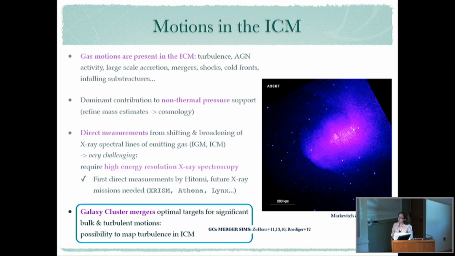In particular, in this project I will be focusing on galaxy cluster mergers in simulations, since they are optimal targets to find very significant motions that can be more easily identified and measured, both in terms of bulk and turbulent velocities. In principle this is very useful, maybe not to constrain the non-thermal pressure support to the hydrostatic equilibrium, so you probably wouldn't use such a case to reconstruct the mass via the hydrostatic equilibrium assumption, but you can use the mapping of the velocity of the ICM to better constrain the geometry of the merger and to map the turbulence that you expect to be generated by this kind of events.